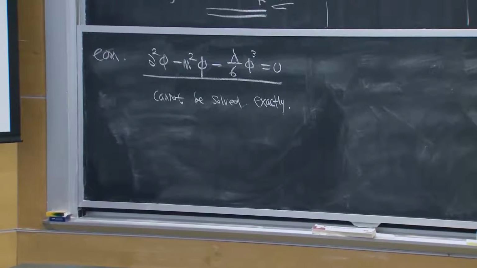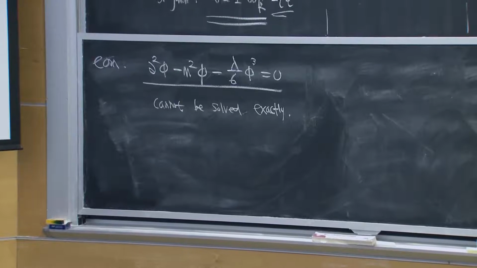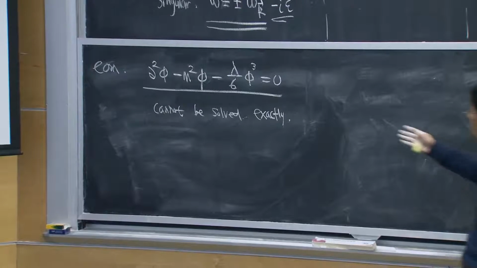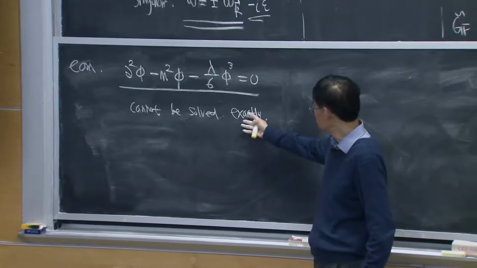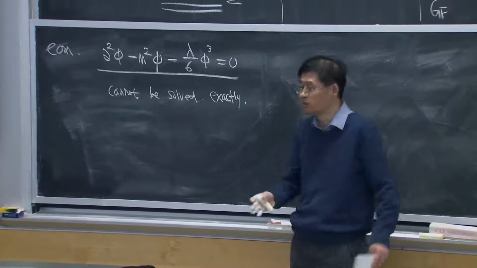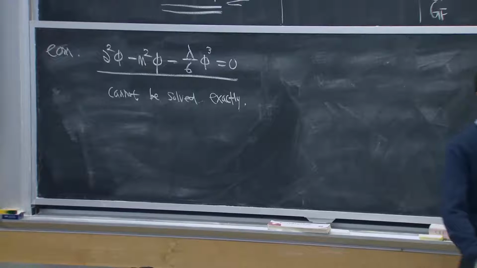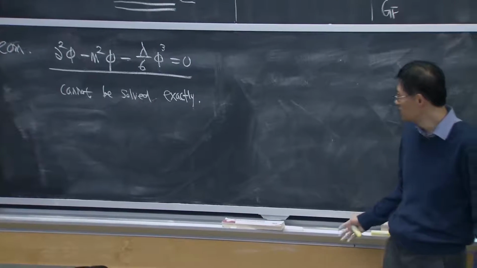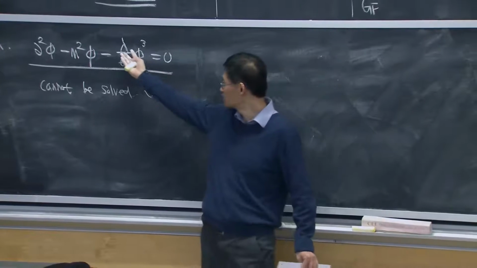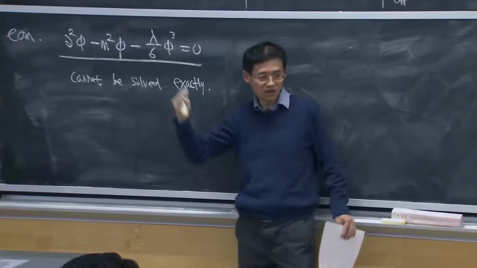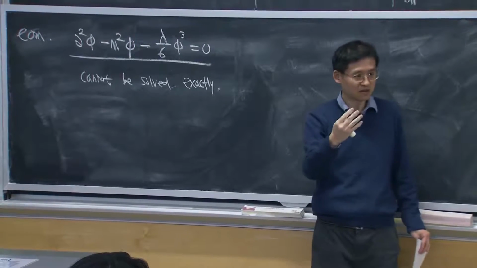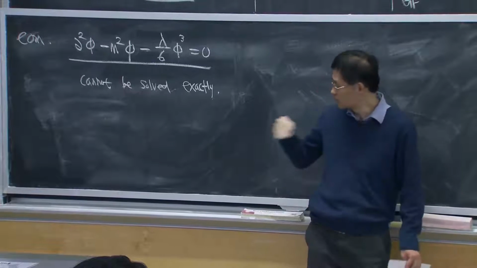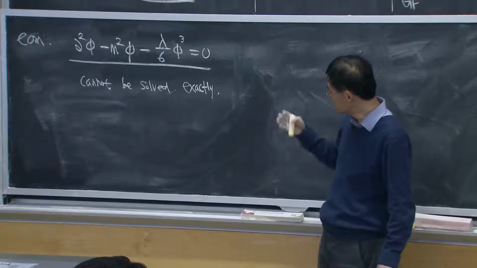So we will talk about how to treat such a theory. Since this cannot be solved exactly, we can only try to solve it approximately. The only way we know how to solve it approximately so far is you imagine the lambda is small, and then you just expand in lambda perturbatively. Just treat lambda as a small parameter. I will outline this procedure in a little bit.